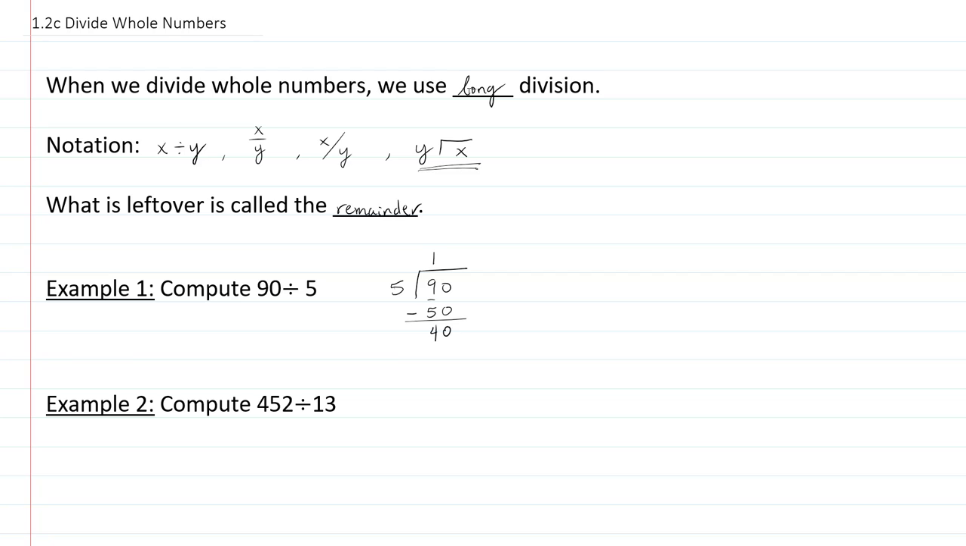Now, how many times does 5 go into 40? Well, 5 times 8 is 40, so 5 goes into 40 8 times. And we subtract the 40. We have nothing left over, so there's no remainder. That means 90 divided by 5 is 18. We can check this pretty quickly too by doing multiplication, which is the opposite of division. So let's do multiplication to check our work.